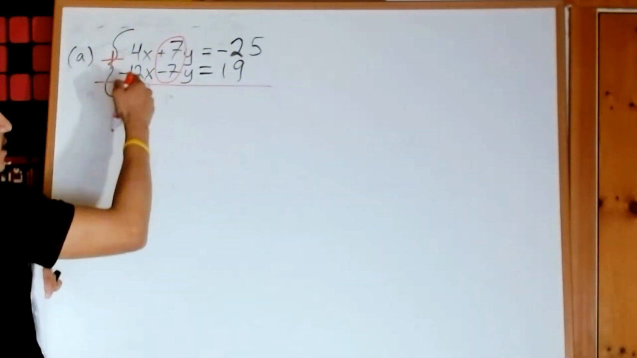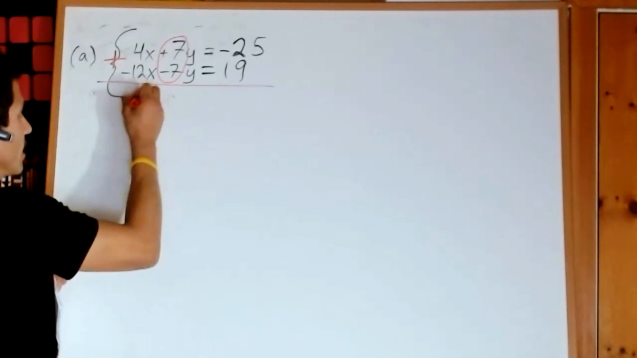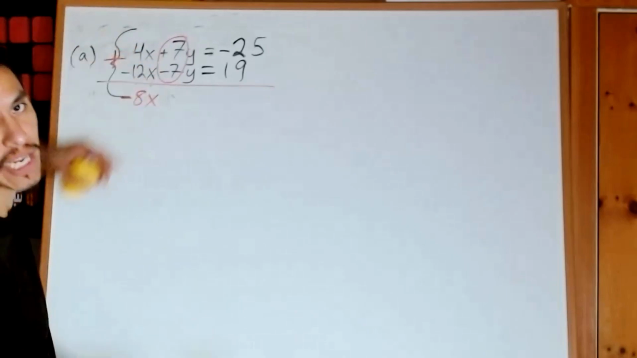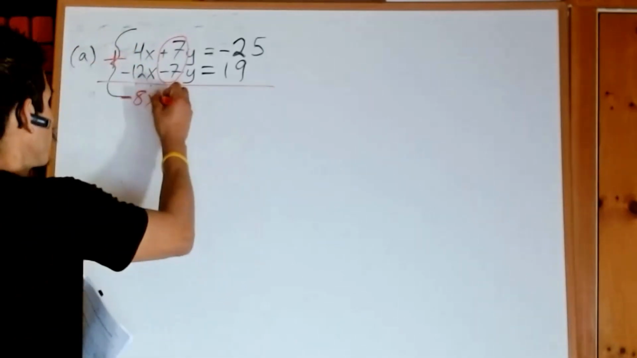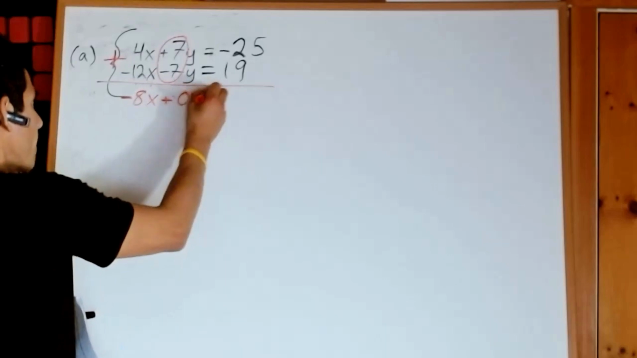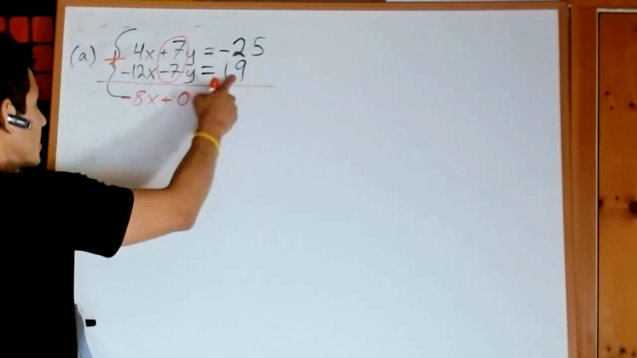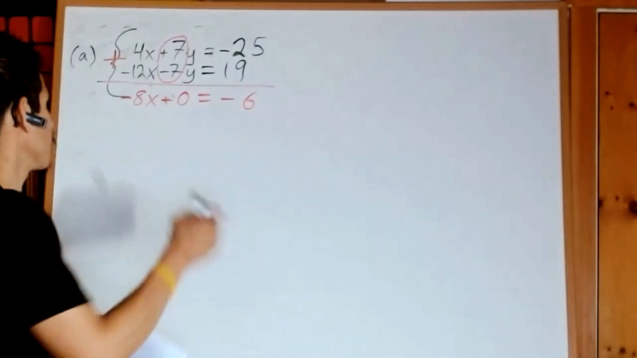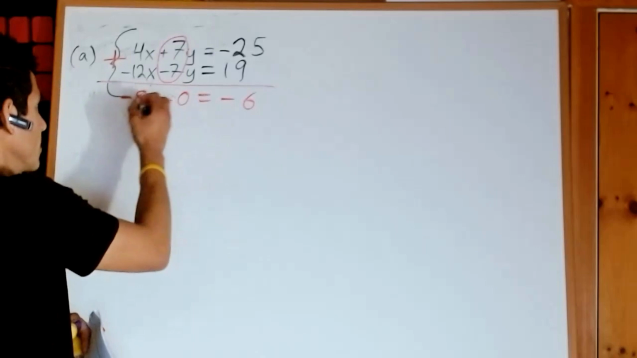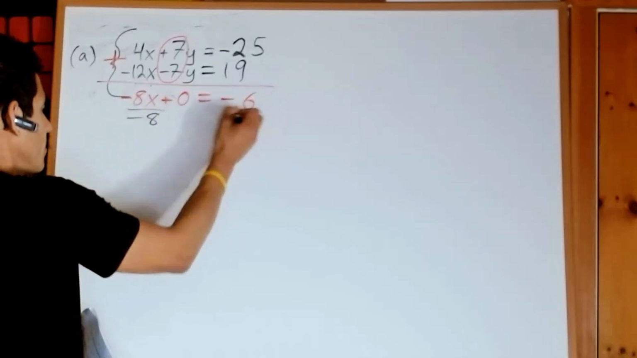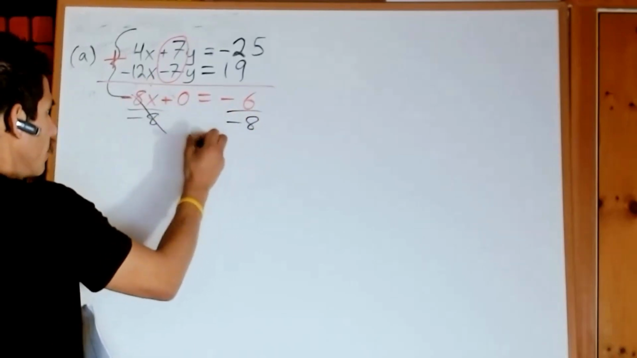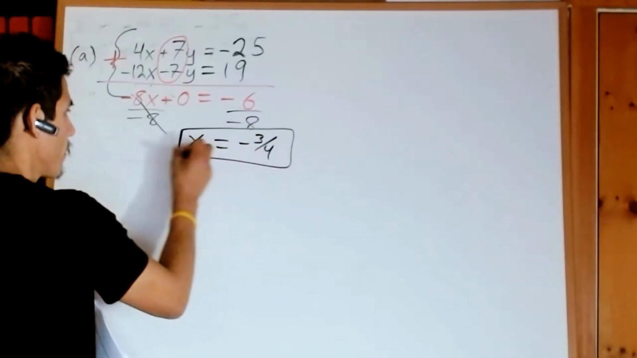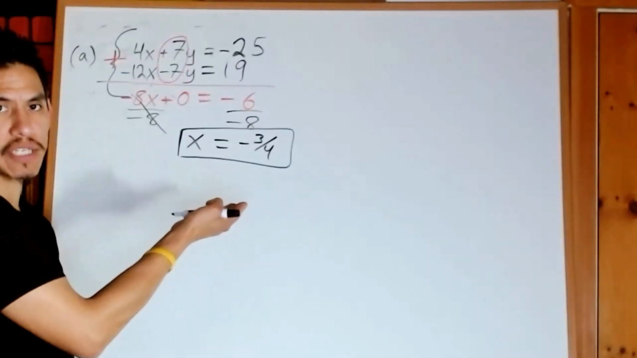So 4x plus a negative 12x will give you a negative 8x. And see here we have 7y plus a negative 7y. So these just go away, and so you just have essentially 0. And then we have negative 25 plus 19, and that'll give you negative 6. So now we just have a simple equation, negative 8x equals negative 6. And we just solve for x by dividing each of those by negative 8. And we'll get x is negative 3/4. So we have a value for x.